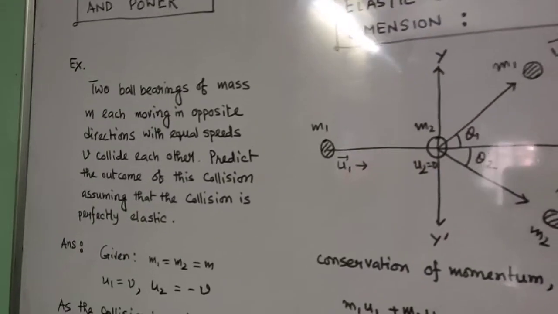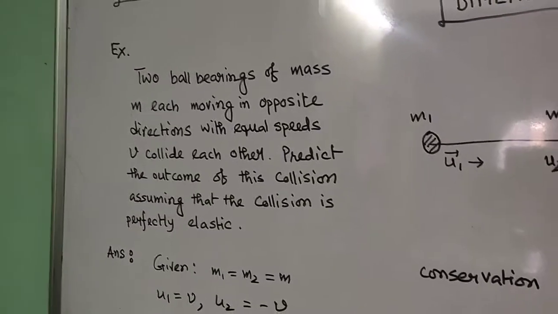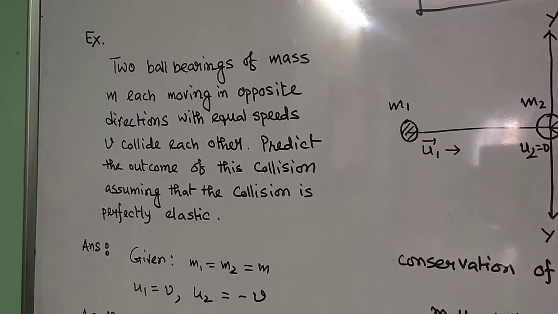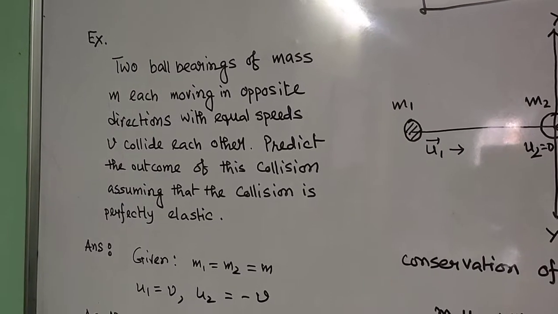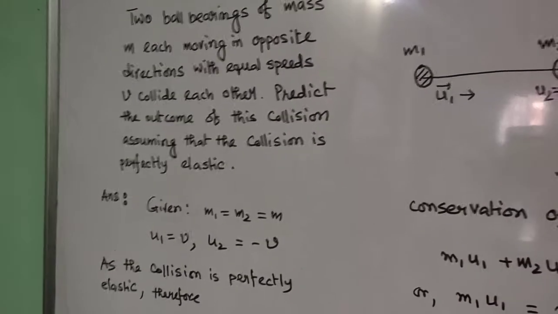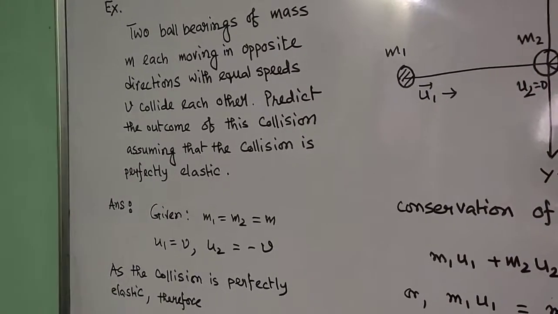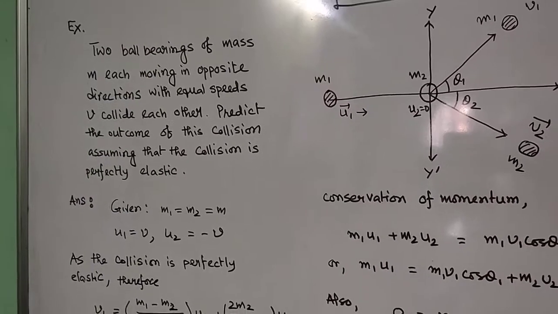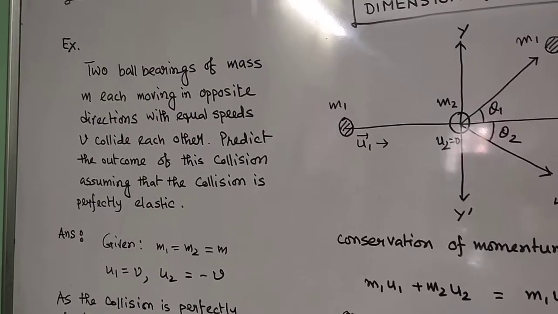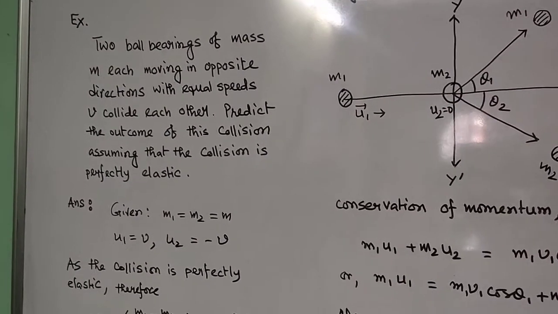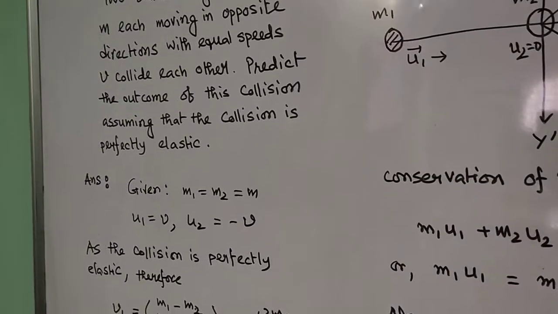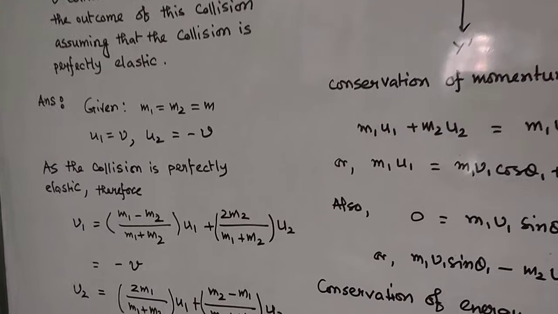Now let me go for the numerical. It says that two ball bearings of mass m each, moving in opposite directions with equal speeds v, collide with each other. Predict the outcome of this collision assuming that the collision is perfectly elastic. Outcome means the velocity after collision. So m1 equal to m2 equal to m as per the question. Mass is the same and they are moving in opposite directions. So let me consider u1 as v and u2 as minus v. As the collision is perfectly elastic, you can use this expression.